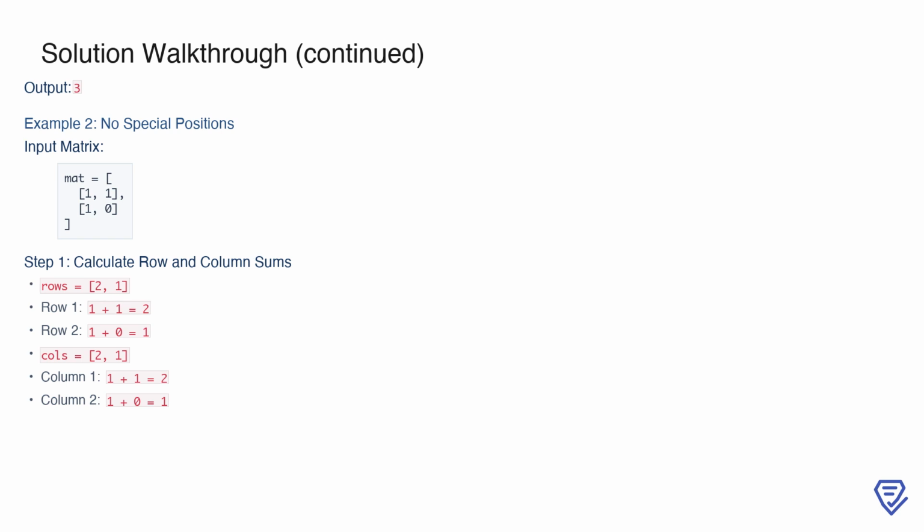Let's now consider a second example where there are no special positions. The input matrix here is a 2x2 binary matrix. The first step remains the same: we calculate the row and column sums. For row 1, the sum is 1 plus 1, which equals 2. For row 2, the sum is 1 plus 0, which equals 1. Thus, the row sums are 2, 1. For the columns, column 1 sums to 1 plus 1, which equals 2, and column 2 sums to 1 plus 0, which equals 1. This gives us column sums of 2, 1.